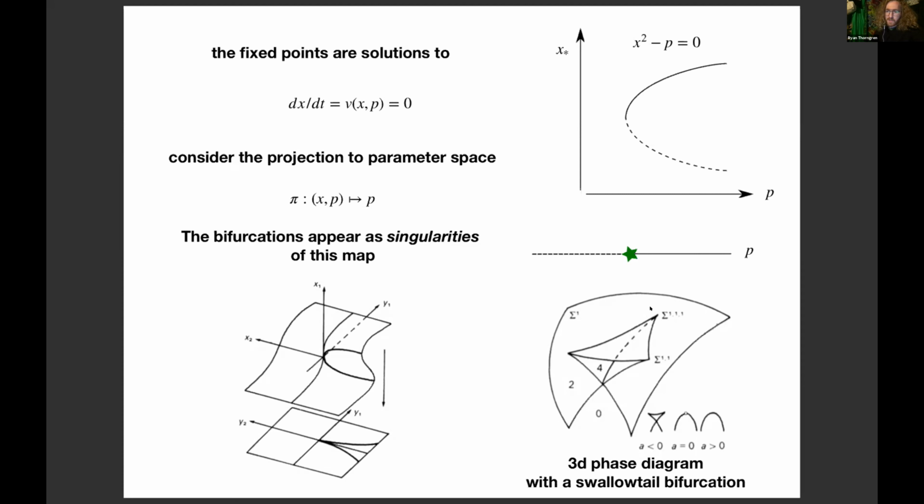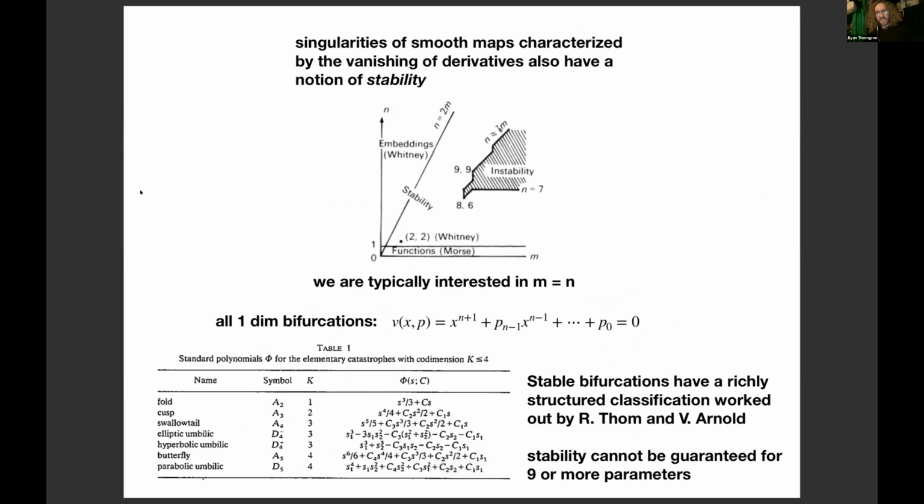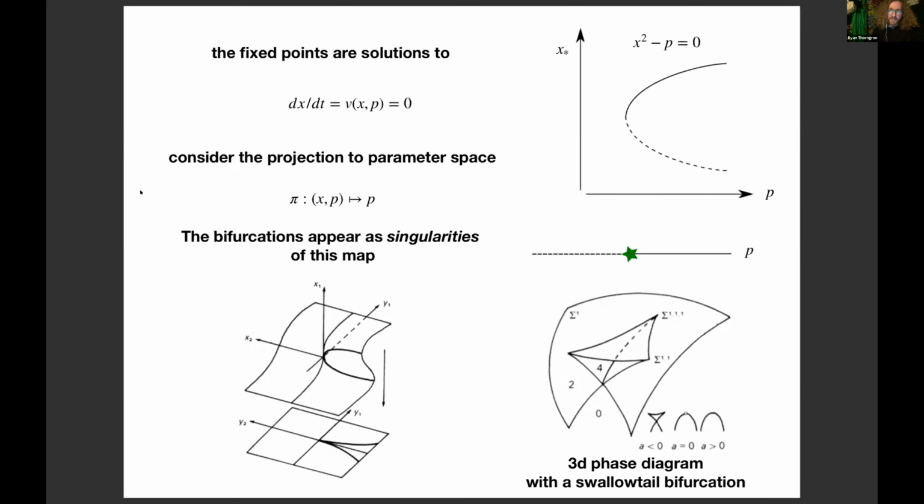And there's one very special point in this diagram, which is the new point that we haven't seen before, which is called a swallowtail bifurcation. And I'm going to give you a simulator to play around with the swallowtail bifurcation. But anyway, the point stands that if you want to study these bifurcation diagrams, we basically need to study the fixed point equation, think about projecting onto the parameter space, and look at the singularities of that map.